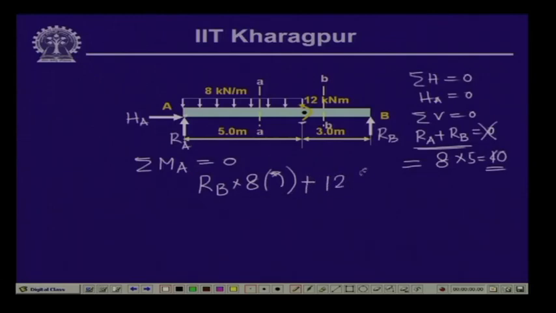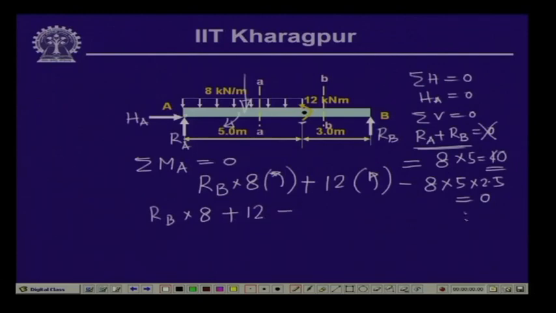Then we have an external moment, which is also acting in anticlockwise direction and which we have considered as positive. So, this is 12 kilonewton meter. Then we have this loading, which is acting at the center of this length, and this is causing a moment in the clockwise direction. So, minus 8 into 5 times 2.5, and this is equal to 0. So, this gives us R B times 8 plus 12 minus 40 times 2.5, which is 100, equal to 0. So, this gives us a value of R B equal to 11 kilonewton.